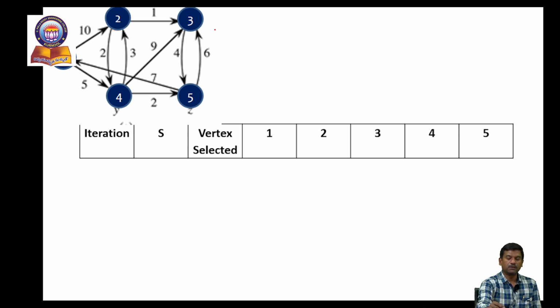There are totally, that is n equal to 5, 5 vertices present. That is vertex 1, 2, 3, 4, and similarly vertex 5.